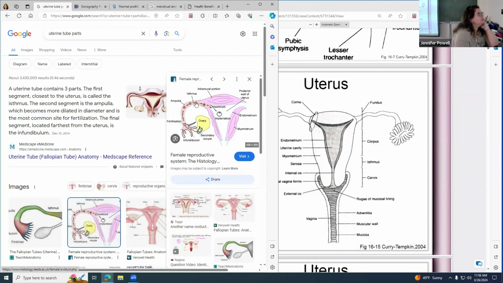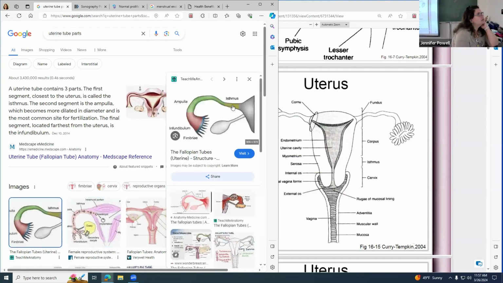The isthmus, the ampulla, the infundibulum, and this fimbria. There are little, almost like little fingers that accept, kind of like suck in and accept that ovum when it's released.